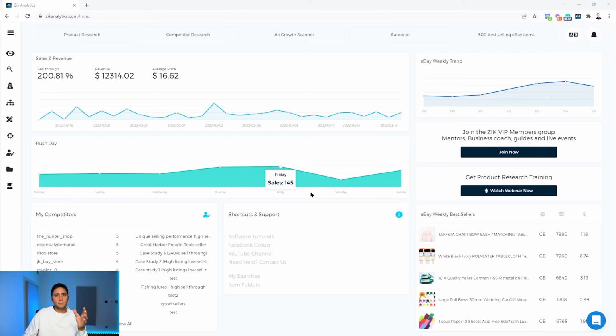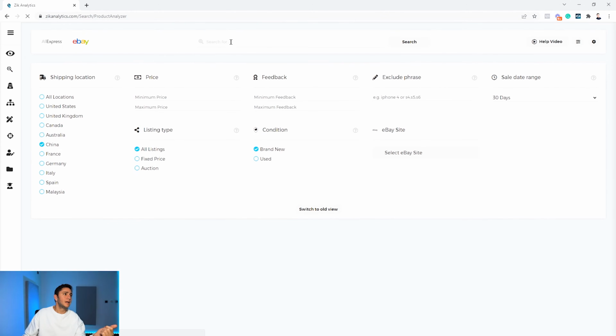So we will start from the dashboard of Zik Analytics. There are different ways to find niche ideas. You can just randomly walk in a shopping center, see an interesting product, think what are the keywords that define this product, and then go to the product research in Zik Analytics and search the keywords of this product. But we want to find a more systematic way, which will lead us to results in a shorter period of time, right?